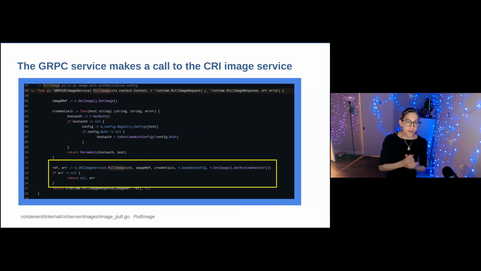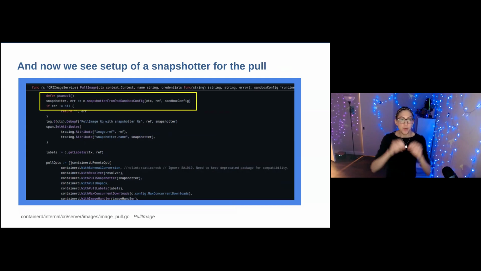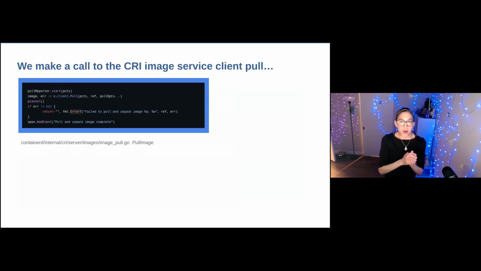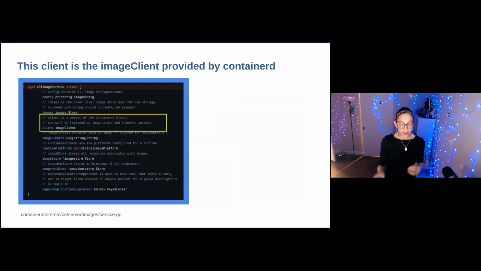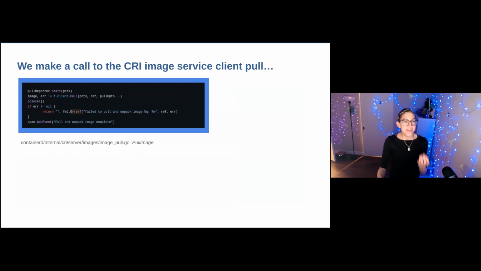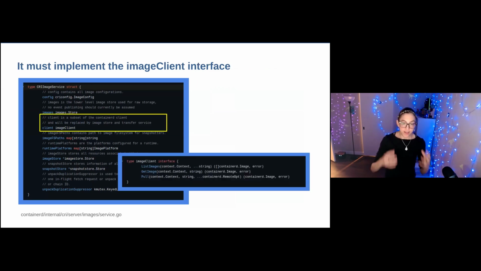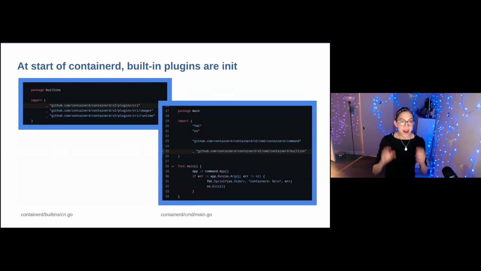So to go back to this pull image, we're calling the CRI image service pull image. That is preparing our snapshotter. It's preparing pull options that hand over the snapshotter. And then you're making a call to the CRI image service client pull. Are we getting closer? I hope we're getting closer. And so when you see this, you're like, what is c.client? c.client is an image client, and it's on the CRI image service. And if you look at the interface of the image client, this is what you'd expect to see: list images, get images, and pull. How does this work?